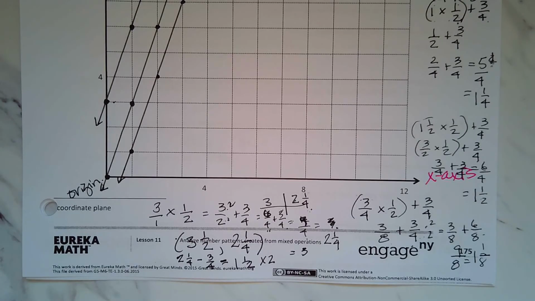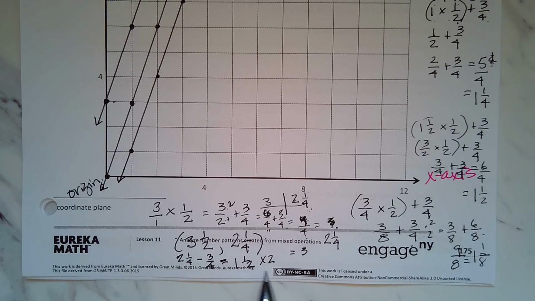Okay, so I actually worked backwards. I subtracted 3/4 from 2 1/2 and got 1 1/2. And then I doubled it, but I got 3. But the coordinate pair we were given had an x coordinate of 3 1/2. So I knew that this pair wouldn't be on the line.